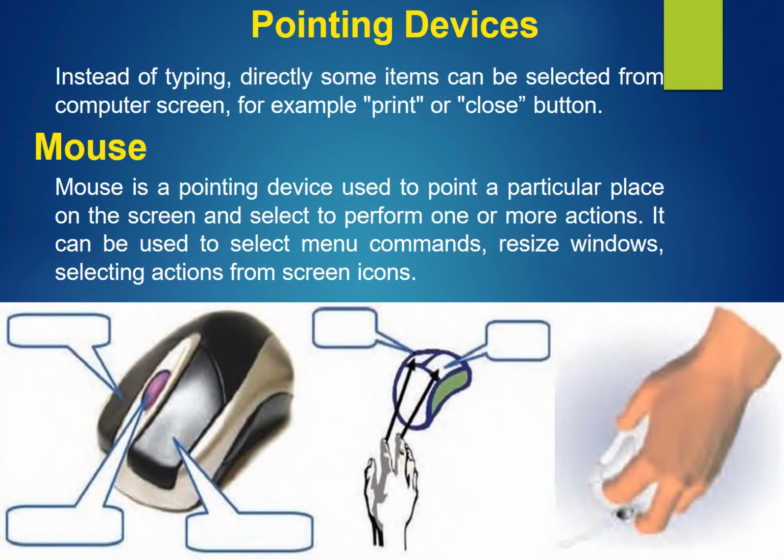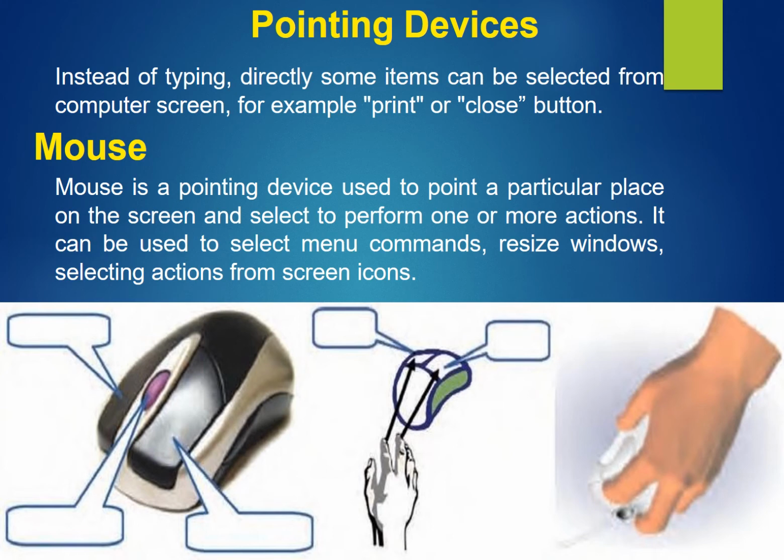Children, do you know pointing devices? In lower class already you studied about that, no? Yes, mouse is a pointing device. Instead of typing, we used to select some item from computer screen directly. For example, if you want to print or if you want to close the application, what you will do, you will use print command, print button and close button. Is it not, children? This can be done using point and draw devices such as mouse.